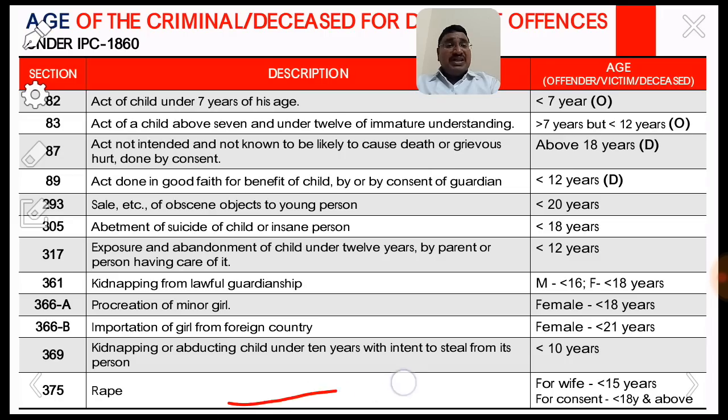Next, committing sexual intercourse with the wife by a man if his wife's age is below 15 years is an offence under 375. If rape is committed by a person with a woman whose age is below 18 years, even with her consent, it also constitutes rape. If there is sexual intercourse by a man with a woman whose age is 18 years with her consent and with her willingness, it does not amount to rape. Here these provisions speak about the age of offenders, victim, deceased.